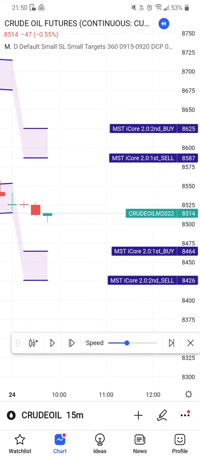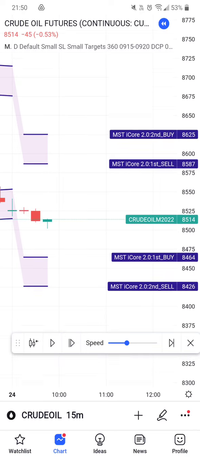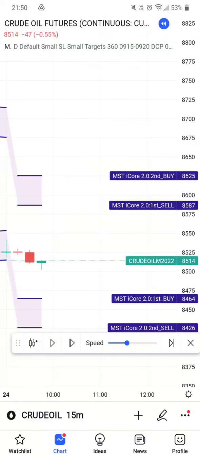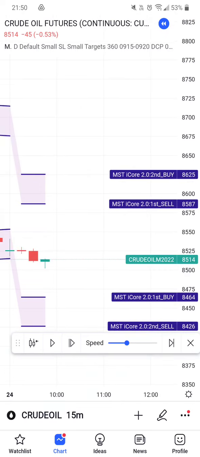Suppose today sell is activated at 8587, our stop loss will be 8625. If it gives a target of minimum 1:1 ratio, it is well and good. If it is not giving the target, then we have to book the loss at 8625 and immediately go for the reversal buy.